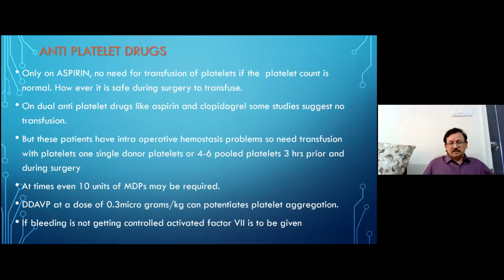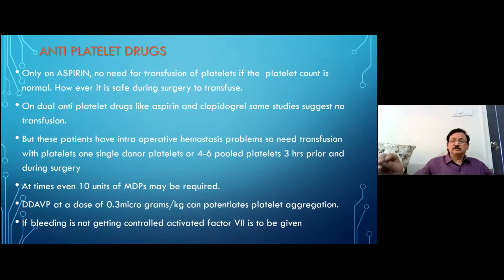On dual antiplatelet drugs like aspirin and clopidogrel, some studies suggest no transfusion either. However, it is very, very difficult to accept. These patients definitely require intraoperative hemostasis. For them, we need to give transfusion with either single donor platelets or 4 to 6 pooled platelets 3 hours prior to surgery. This is very, very important.